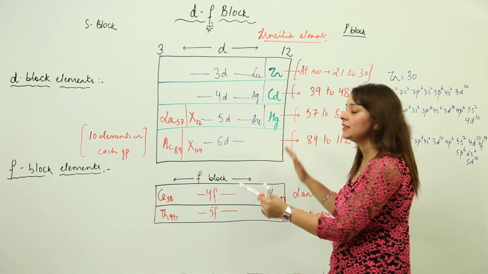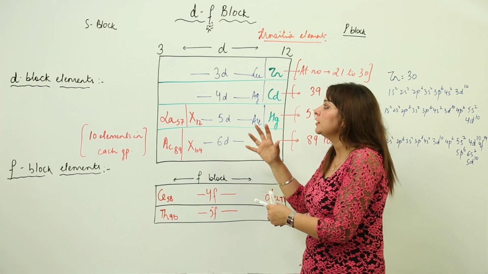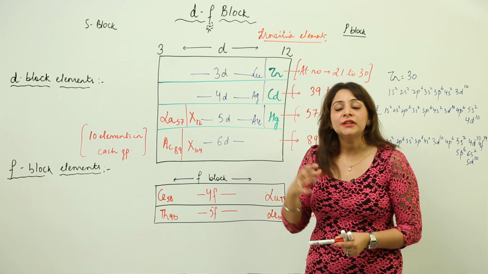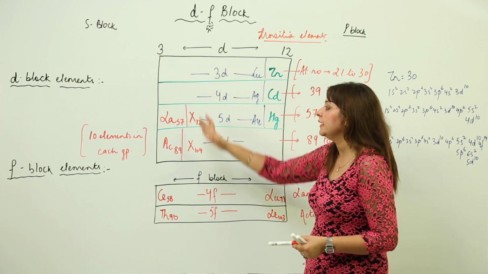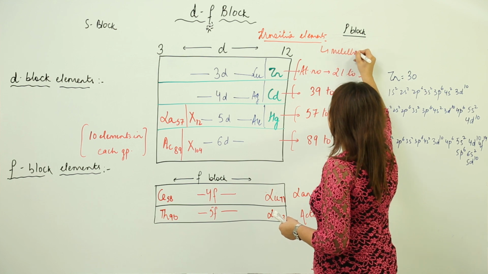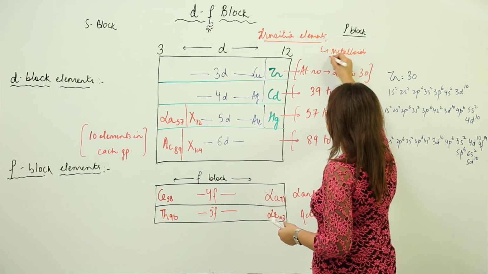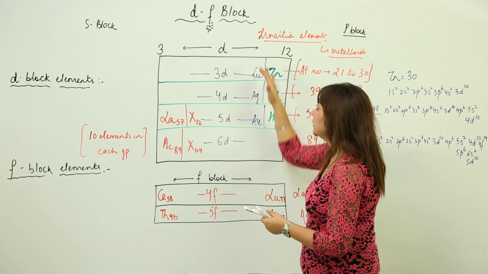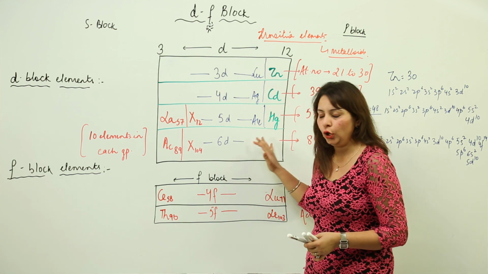That means these elements show properties which are related to metals, and a few of them are related to non-metals also. So that is why the elements present in this block are called transition elements or metalloids, because they have some properties similar to metals and some properties similar to non-metals. So this is why they are called transition elements.